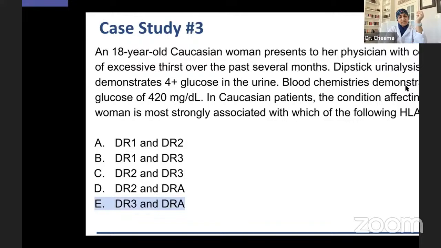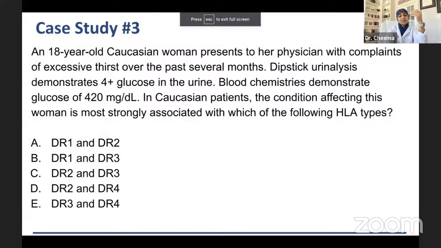And type 1 diabetes patients are particularly prone to develop diabetic ketoacidosis, called DKA. And it's a medical emergency. We treat those patients with close observation in ICU units. In these patients, they produce very little or no insulin at all. And there's a strong association between type 1 diabetes and specific HLA phenotypes DR3 and DR4. So DR3 and DR4 is the right answer in this scenario. Others are not related to type 1 diabetes.